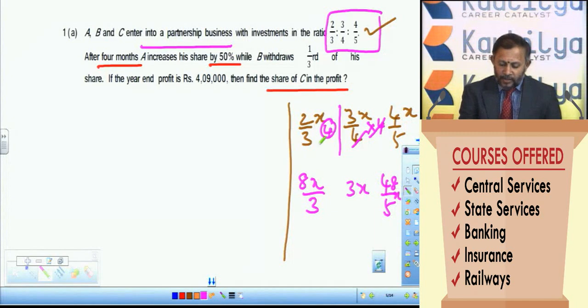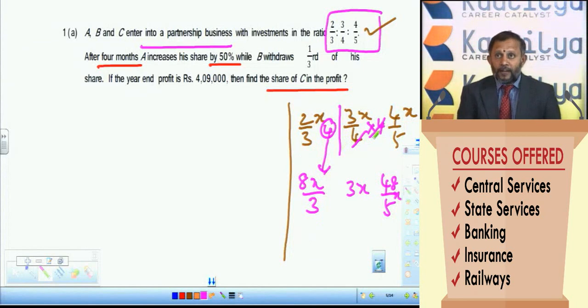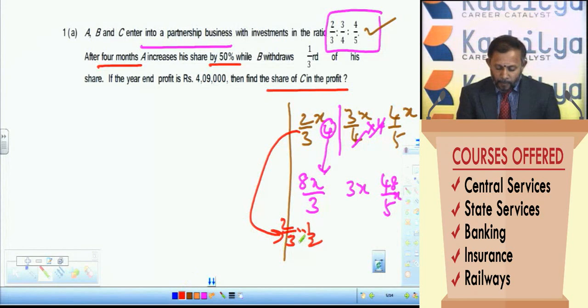The investment of A used for 4 months is 2/3 into 4, that is 8x/3. And the investment of B used for 4 months is 3/4 into 4, here 4 gets cancelled, 3x. But after 4 months, the investment of A is increased by 50% or half. So for that you have to take half of 2/3, that is 1/3. Previously it is 2/3 and it is increased by 50% or half. So you calculate half of this 2/3, that is 1/3.